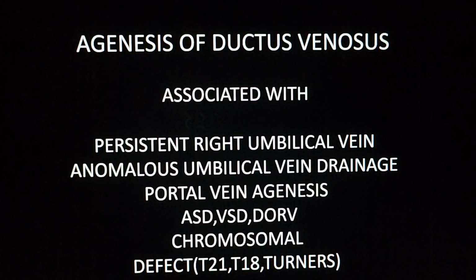Also, once the ductus venosus is absent, obviously the umbilical vein drainage will be different. So we have to look for anomalous umbilical vein drainage. The portal venous anatomy development depends on the umbilical vein flow into the portal sinus. So if the umbilical vein does not flow into portal sinus, then we will have portal vein agenesis, which can be complete or partial. So the moment agenesis of ductus venosus is suspected, look for persistent right umbilical vein, abnormal umbilical vein drainage patterns, and for portal vein agenesis. Also, ASD, VSD, DORV can be associated with agenesis of ductus venosus, and trisomy 21, 18 and Turner's can be associated with agenesis of ductus venosus.